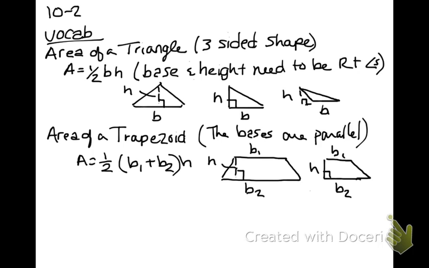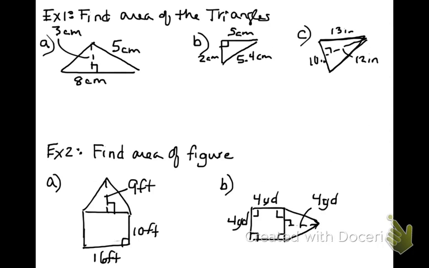So let's try example 1 of 10.2. Alright, find the area of the triangles. Now I have a base. Base is usually your bottom and your height is always the right angle of it, so it doesn't matter where the base and the height are located. They just have to be right angles. Notice again, they gave you a third number. They're just doing that on purpose for you, just to irritate you.